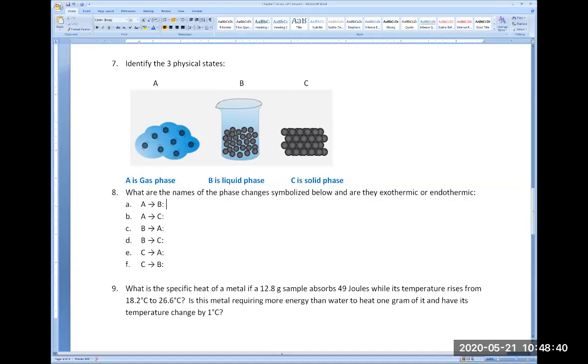So can you tell me the name of that phase change, going from gas to liquid? How do we call that? Okay, you say it's exothermic, but there is a name for the change from gas to liquid. How do we call that? You're right, it's exothermic, but tell me the name.